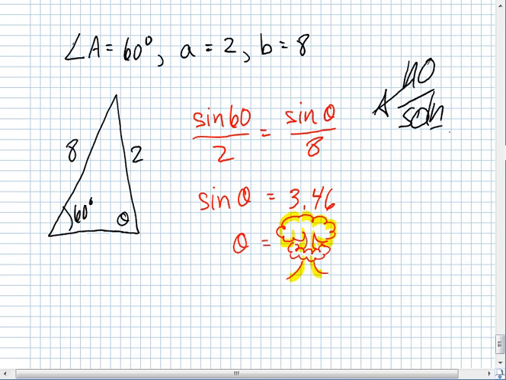Look for the ambiguous case. If it's there and it works, it's there. If it's not there, then it's not there. That's it. That's all you got to do. So look at this next example. We'll do this one together, and I'll have you do one for homework.